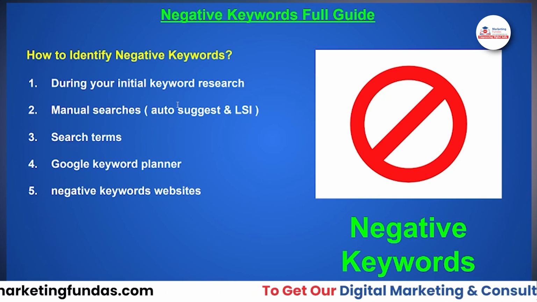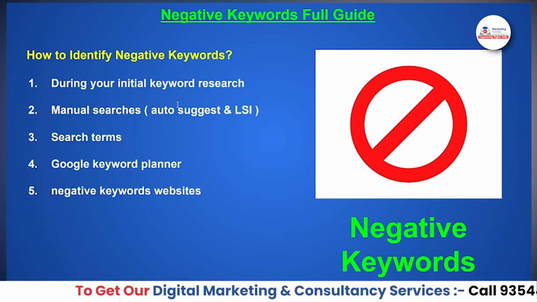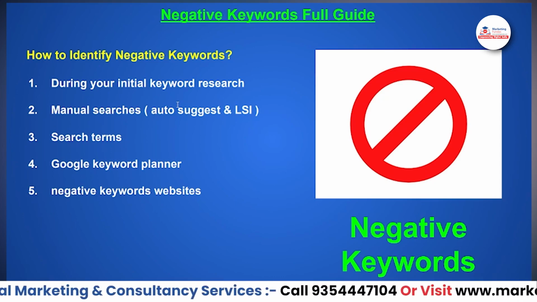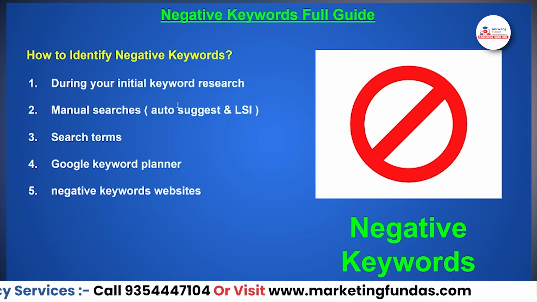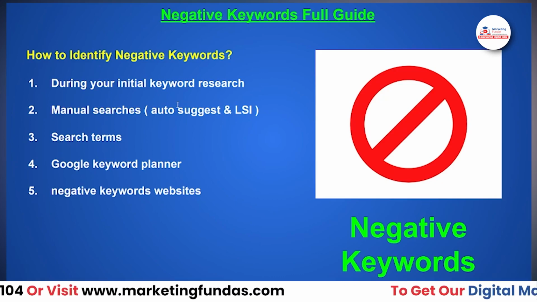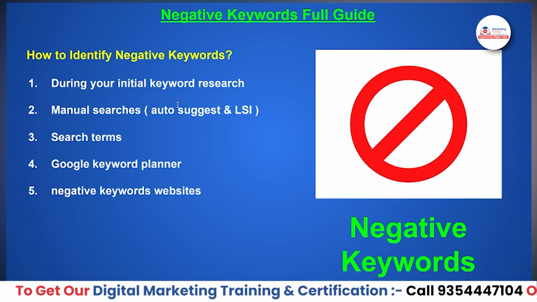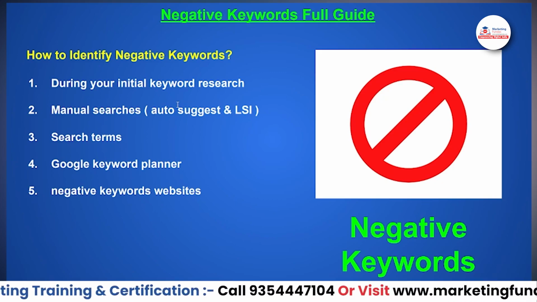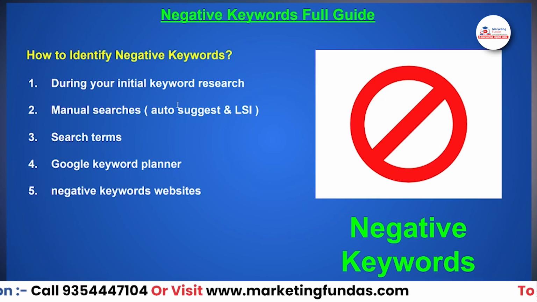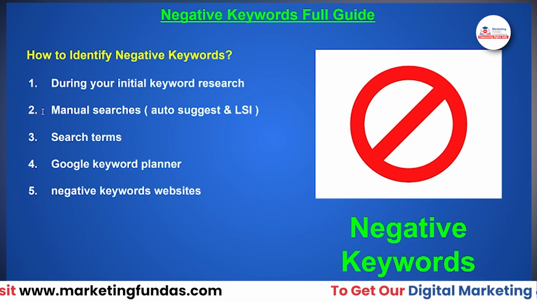So you should do two types of keyword research. The first one is the keyword research for what you are going to add in your campaign, and the second is the negative keyword research, which you are going to add in the negative list of your campaign, right? This will help you optimize your time and work efficiently. Then the second method is manual searches.